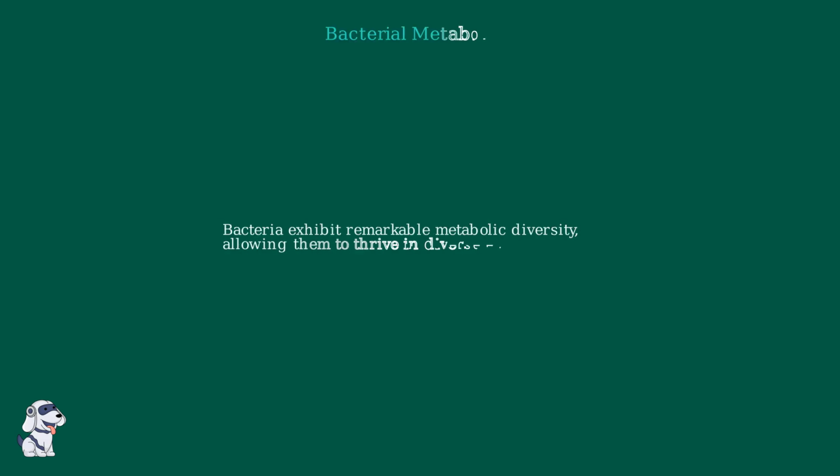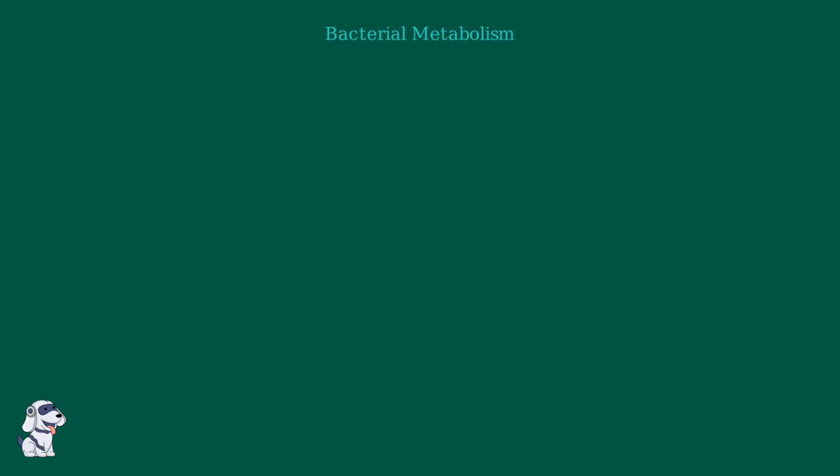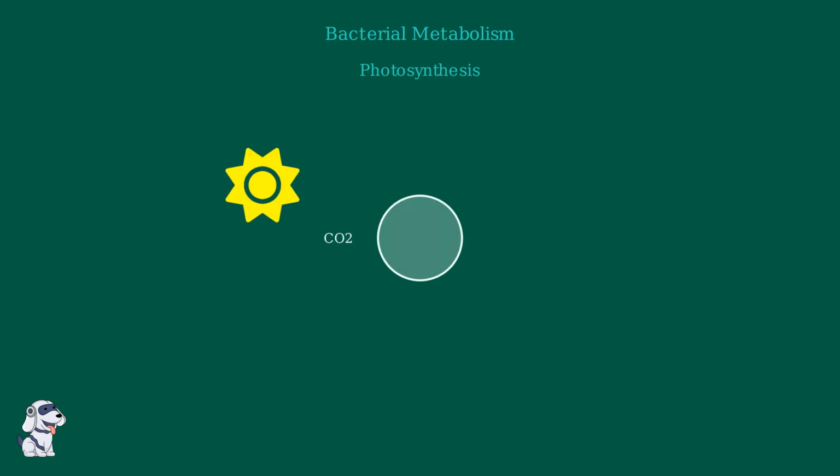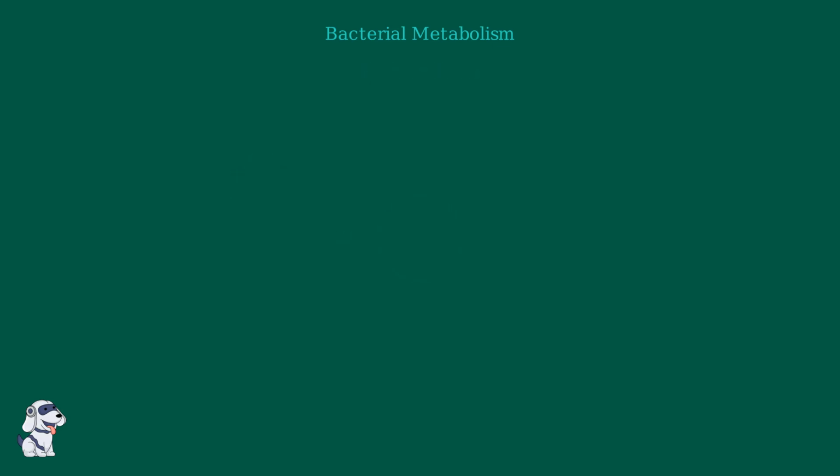Bacterial metabolism is defined by incredible flexibility. Bacteria have evolved diverse pathways to obtain energy and carbon, enabling them to inhabit almost every environment on Earth. Some bacteria are photosynthetic, such as oxygenic cyanobacteria. They harness sunlight to fix carbon dioxide into chemical energy, mimicking the fundamental process found in plants.